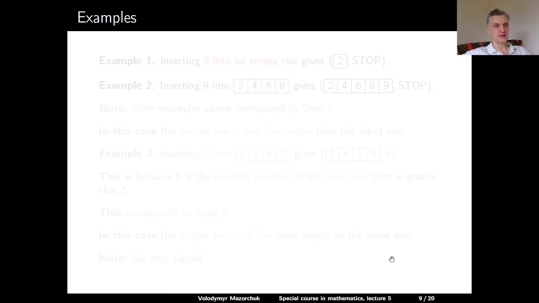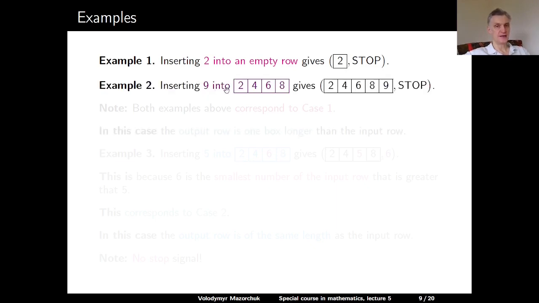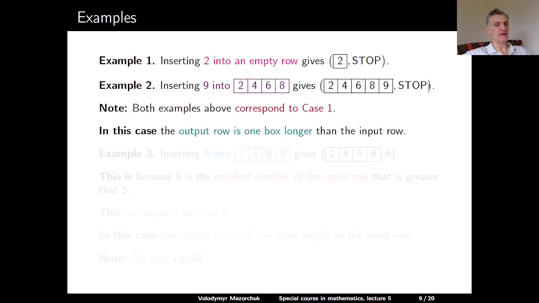Okay, so before we discuss that algorithm, some examples. Example 1: if we insert 2 in an empty row, then we get a sequence 2 and full stop. Example 2: if we insert 9 in the row 2, 4, 6, 8, 9 is greater than 8, so we write 9 next to 8, we get 2, 4, 6, 8, 9, and full stop. And both these examples correspond to case 1 of the previous algorithm. So in this case, the output row will be one box longer than the input row.